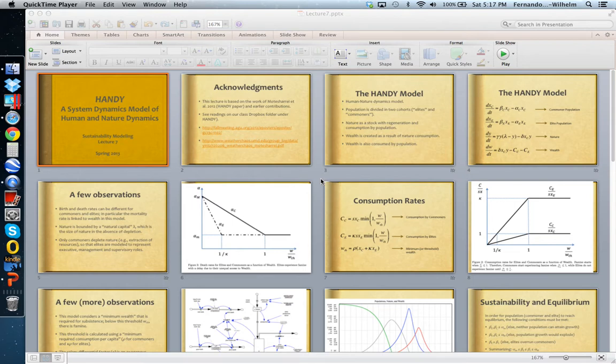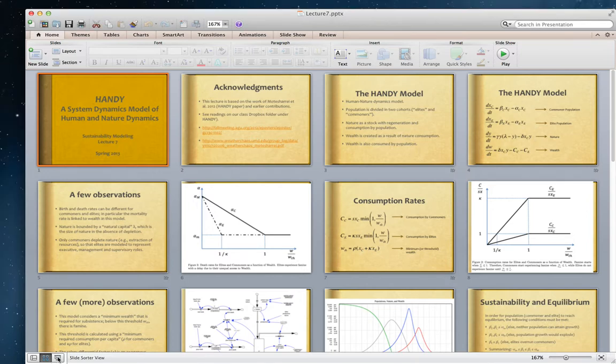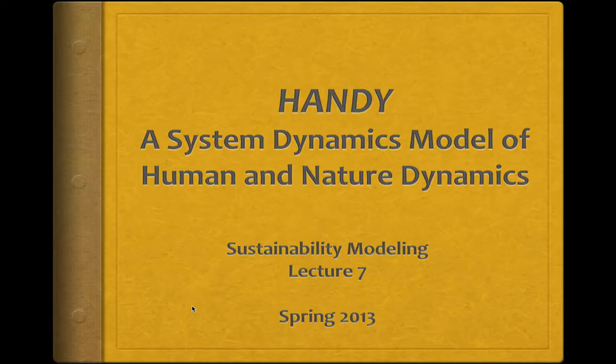Okay, this is a video recording of Lecture 7 for Sustainability Modeling Spring 2013. I'm going to fire up the screen show here. And let's see. Here we go. So this lecture is on HANDY, a system dynamics model of human and nature dynamics. And again, this is Sustainability Modeling Lecture number 7.